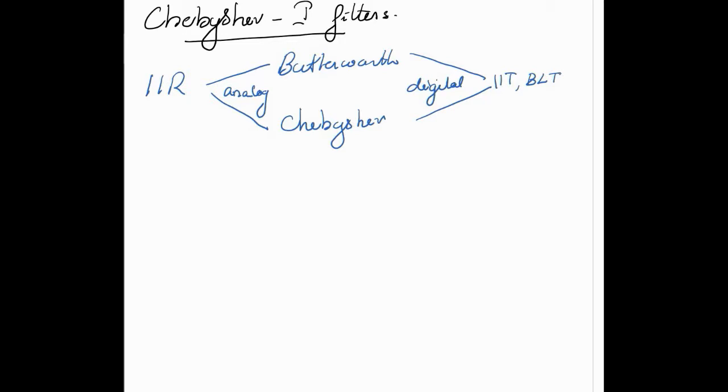bilinear transformation and impulse invariant transformation. Okay, so we have seen the analog Butterworth filter and the digital conversion in IIT and BLT in the previous section. Now we are going for IIR analog using Chebyshev type 1 filters, and you have to convert it to digital using IIT and BLT. Okay, in this it is given as type 1 filter. So Chebyshev filters are divided into two types. One is type 1 and the other is type 2.